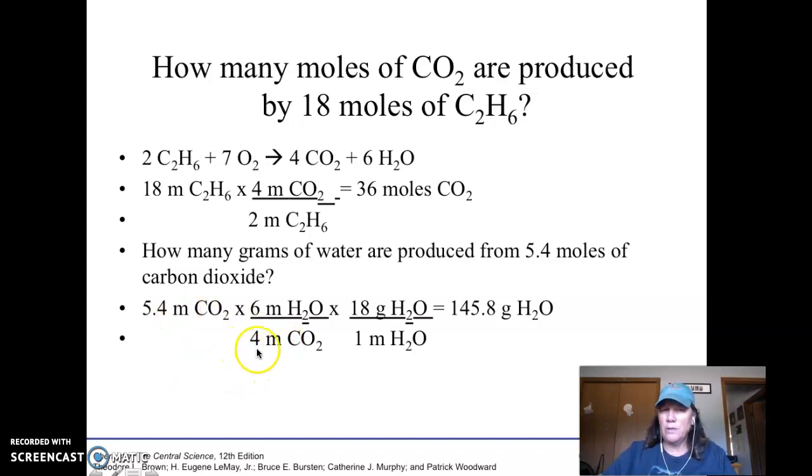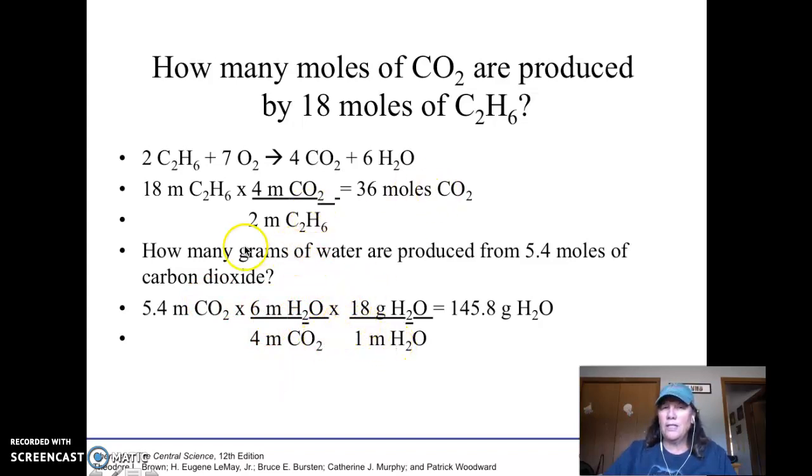So I put moles on the bottom of CO2, and moles of water are what I'm trying to find. It says how many grams of water, so I put that on top. Then I go to my balanced equation. There's a 6 in front of water and a 4 in front of CO2. Put those numbers in. Then I multiply.